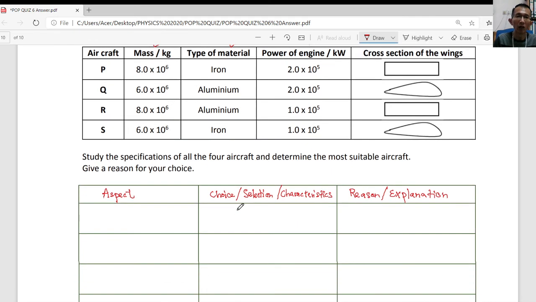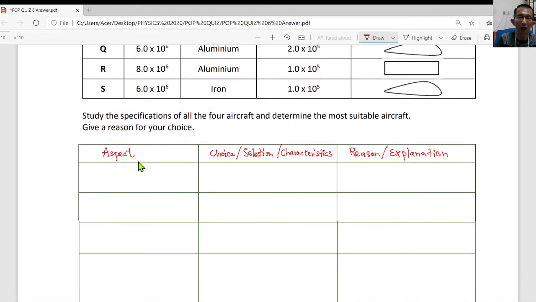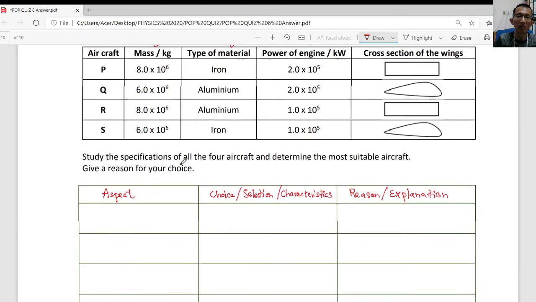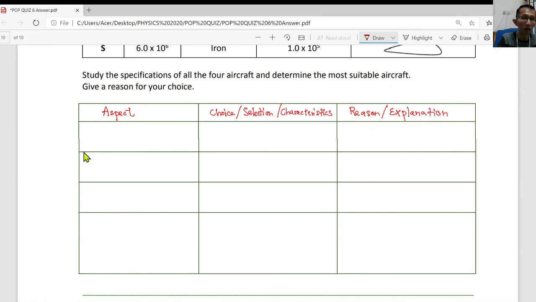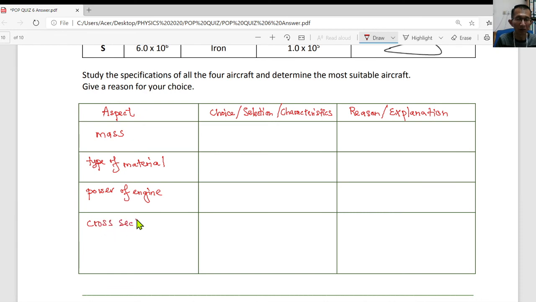So aspect number one, if you look at the table up here, is mass. So we just copy it down. The first aspect that we need to look into is the mass. Next is the type of material. Next is the power of engine. And lastly, the cross section of the wings.